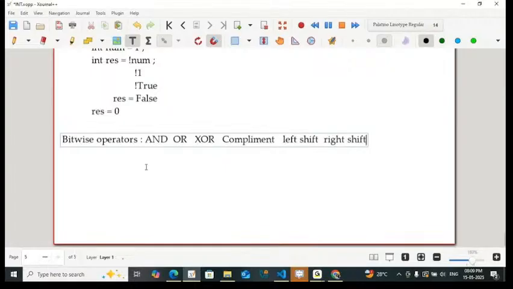Okay, so we totally have 6 bitwise operators: bitwise AND, bitwise OR, bitwise XOR, bitwise complement, bitwise left shift, and bitwise right shift.